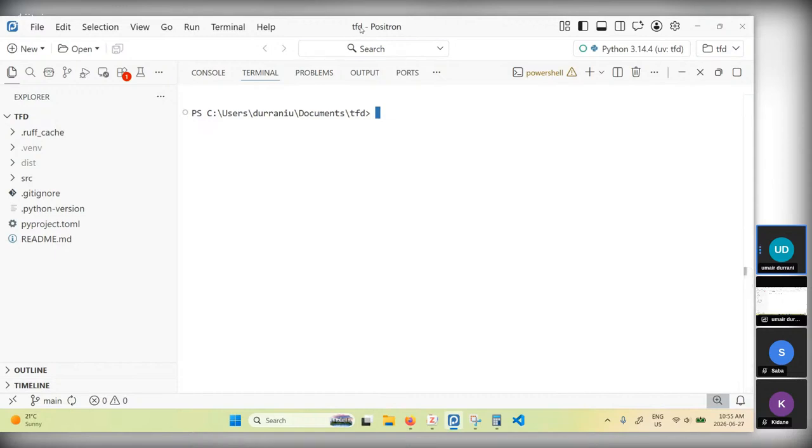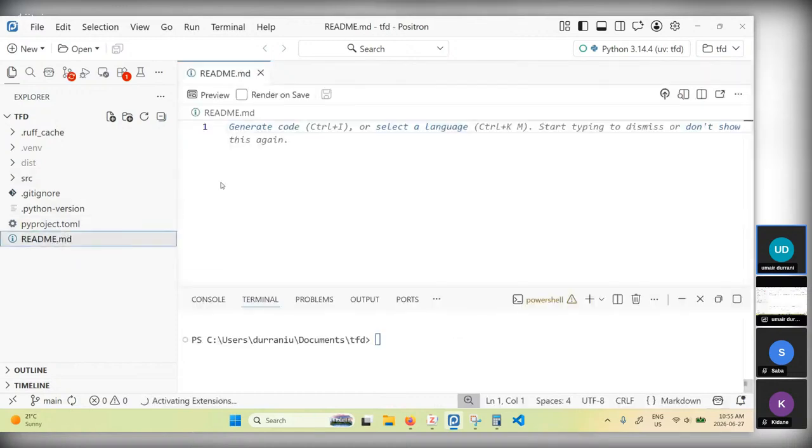And then within this folder, you can see here the name TFD. Within the folder, it created the src folder, and it also created a gitignore file, a Python version file, a pyproject.toml file, and a readme. So let's start looking at these files. Readme.md is currently empty. This is what I provide, and I need to fill it out to provide information about what this package does.